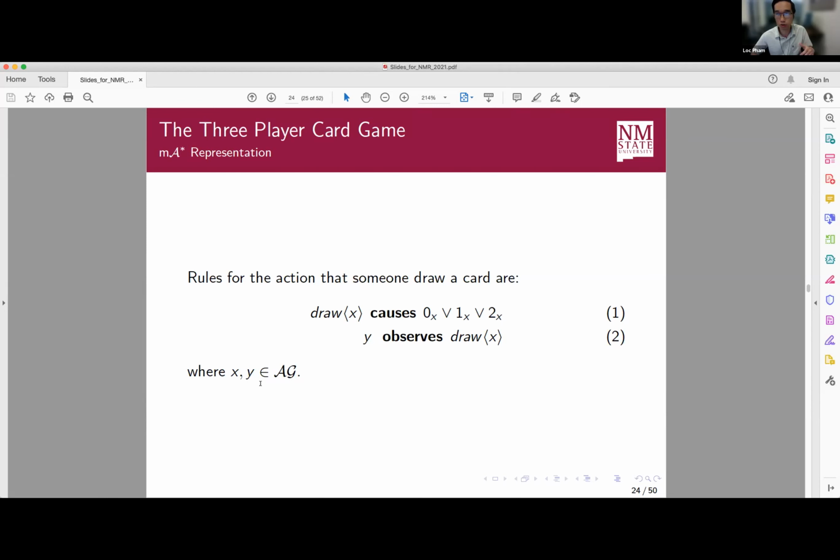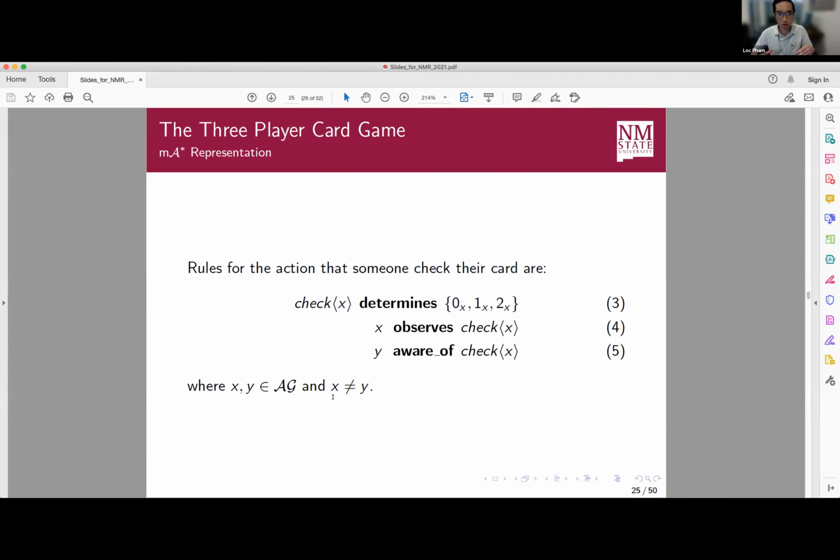Let's see how each rule can be encoded in MA star. The first rule is that someone draws a card from the table, and the result is that the card must be 0, 1, or 2, because we know that there are only 3 cards on the table. And everyone in the room can observe that action. The second action is when someone checks their card. So when someone checks their card, they will know the value of that card. But the other people do not know the value of this card. They are just aware that the agent already checked that card.